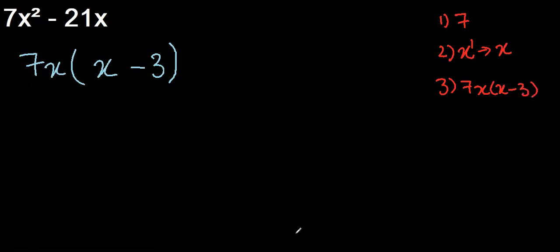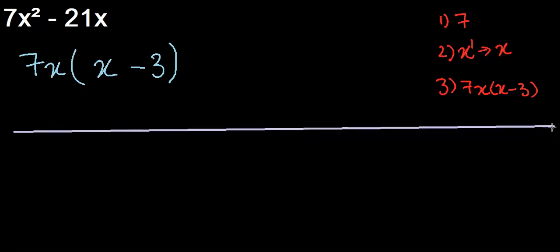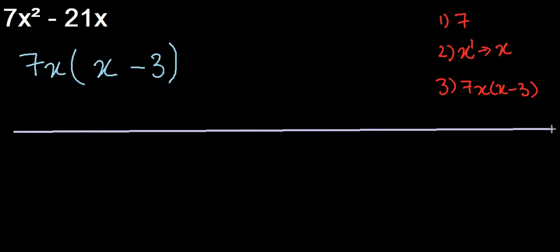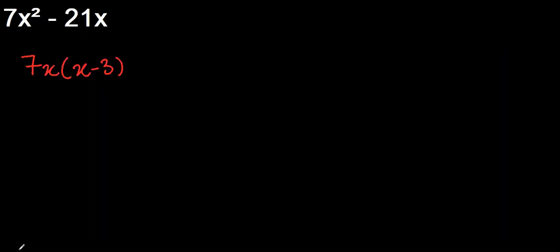Now let's double check if this answer is correct. To check if the answer is correct, we have to multiply 7x into the parentheses. 7x times x is equal to 7x squared.